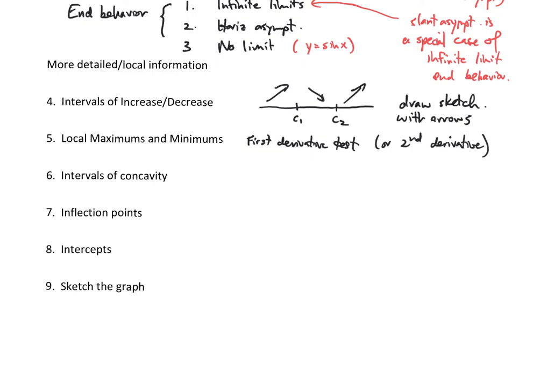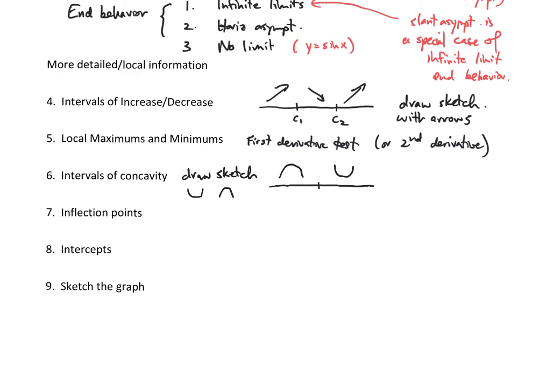You could have intervals of concavity. Again, I would draw a sketch, and I would use the concave up and concave down nomenclature. So let's say you have something that looks like this, and the second derivative is equal to 0 at this point right here. Then maybe your curve is concave down here and concave up here. That's just an example. All right.